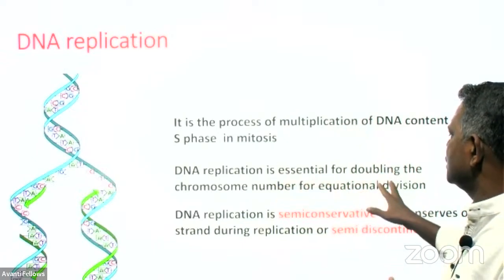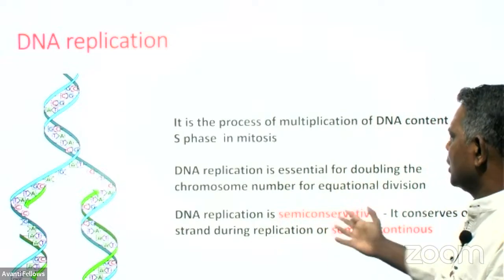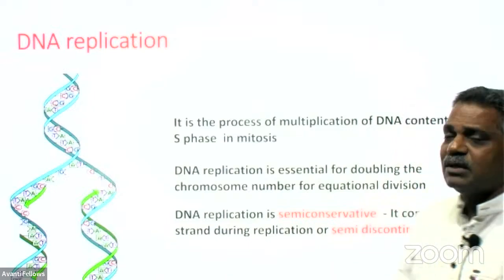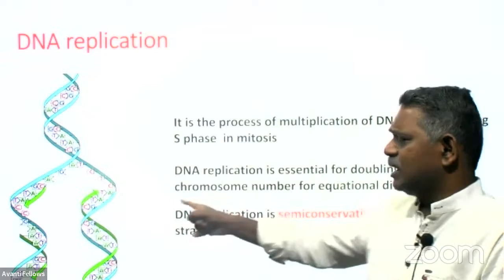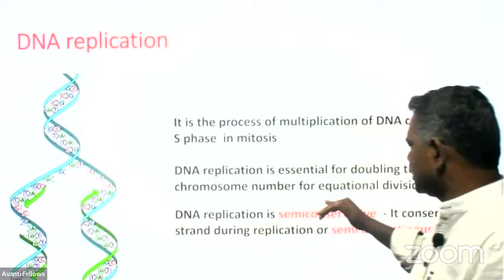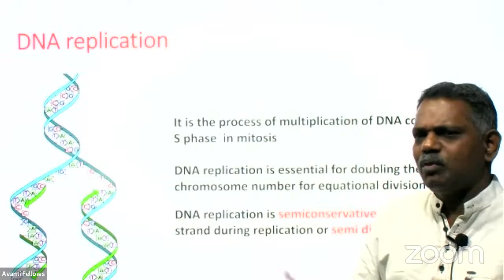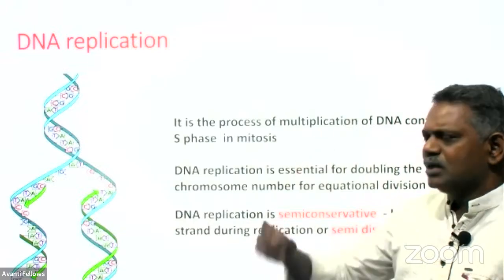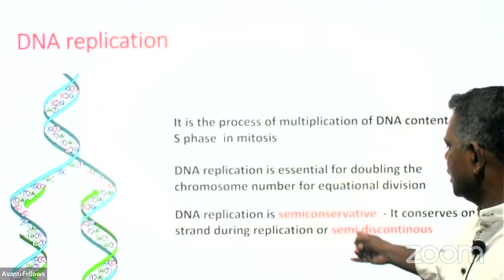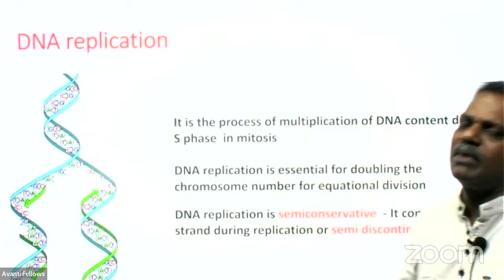DNA replication is essential for doubling the chromosome number for the equational division, and DNA replication is semi-conservative. Remember the term semi-conservative, because during this DNA replication, one strand is conserved and another one is newly constructed. That is why we call it semi-conservative, not fully conservative. Fully conservative means both the strands are conserved, but here only one strand is conserved and another one is newly constructed. That is why we call it the semi-conservative method of DNA replication.